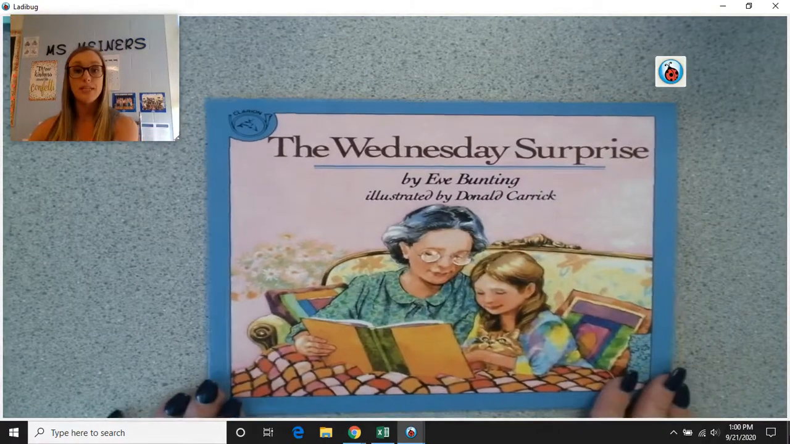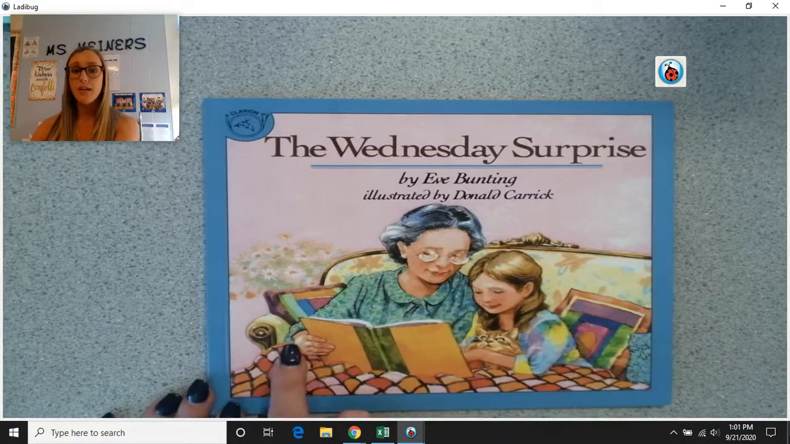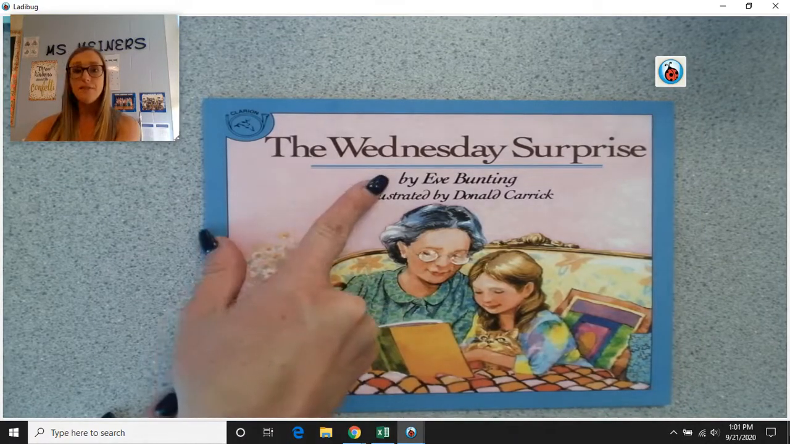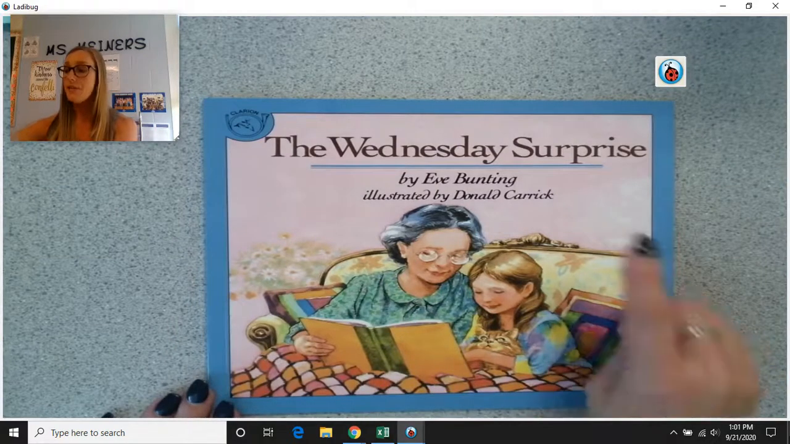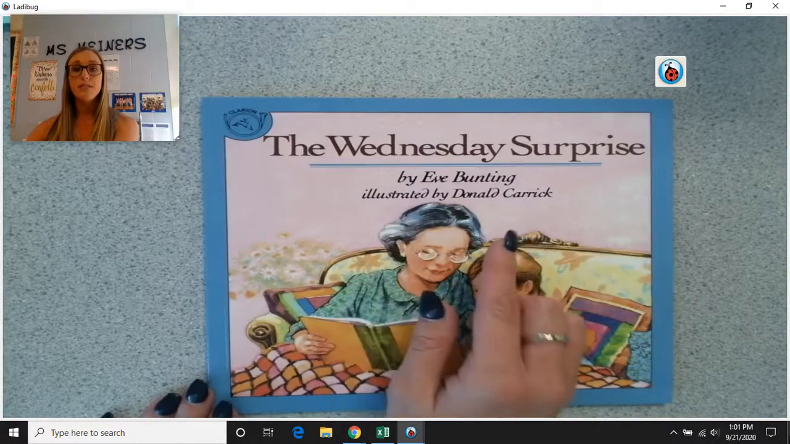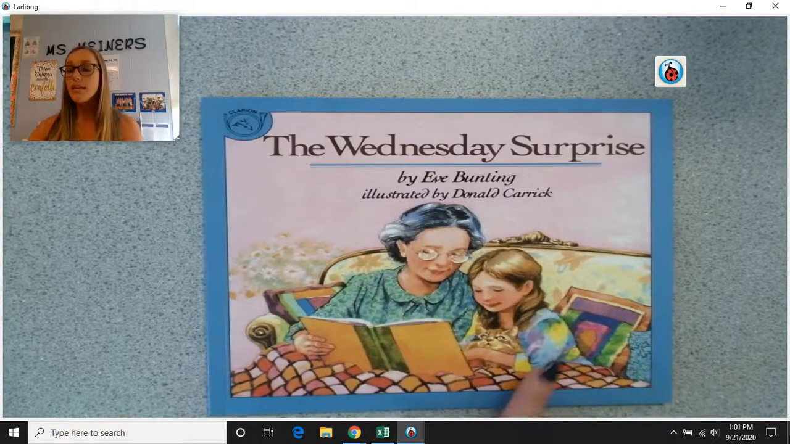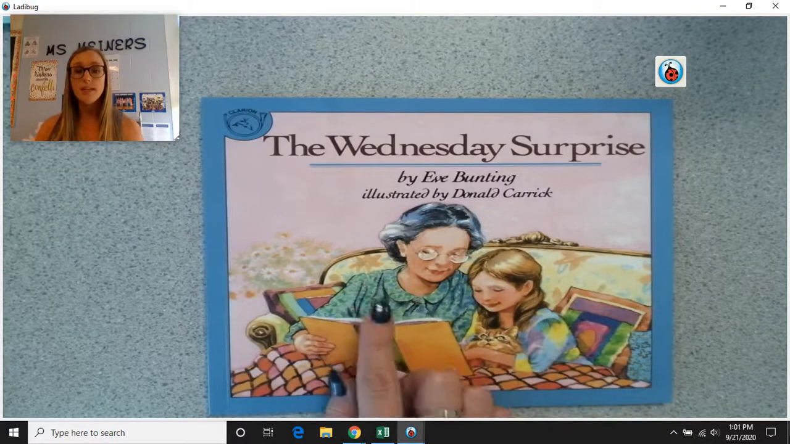So today's story is called The Wednesday Surprise. I want you to take a look at the front cover. Our author is Eve Bunting, and our illustrator is Donald Carrick. Now remember, the author is the one who writes the words, and the illustrator is the one who draws the pictures. So take a look at the front cover. Here we have a little girl, and her name is Anna, and she is sitting with her grandma.